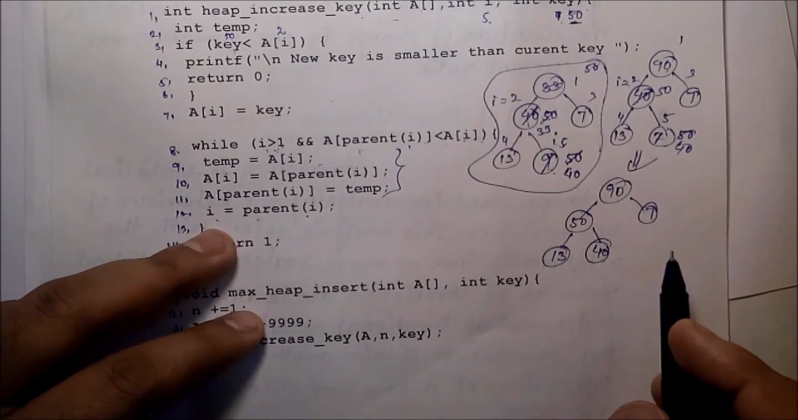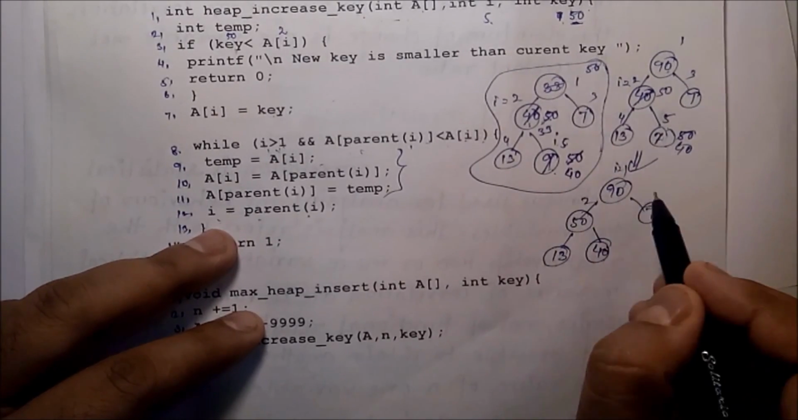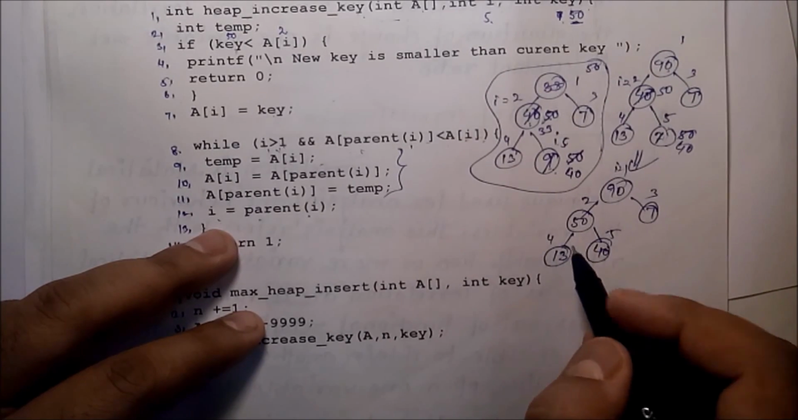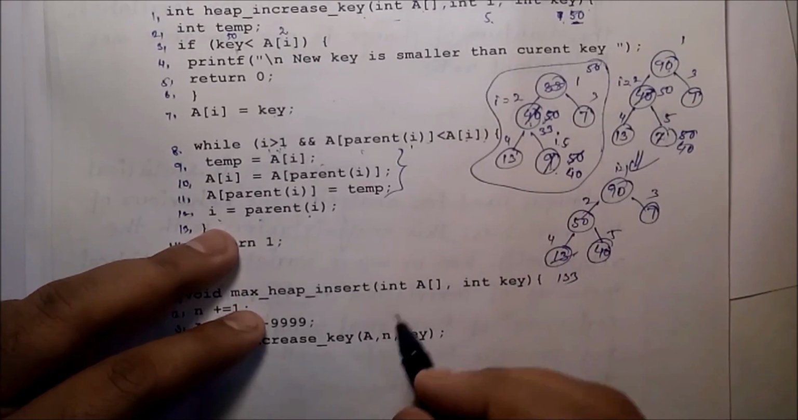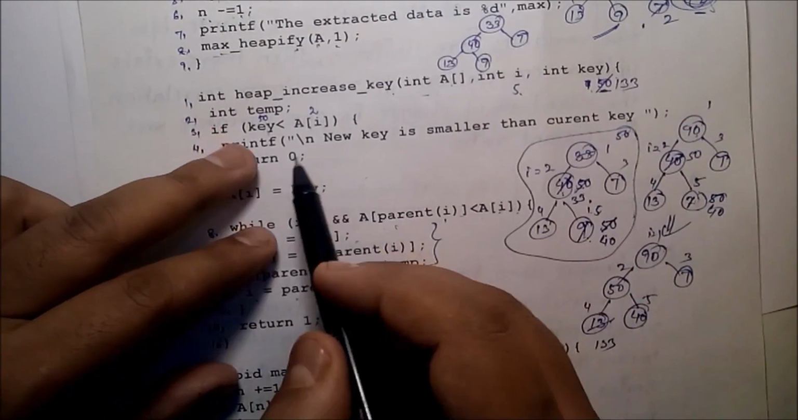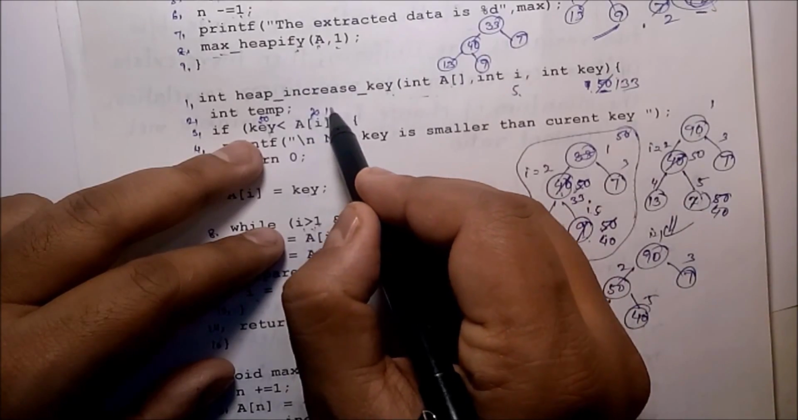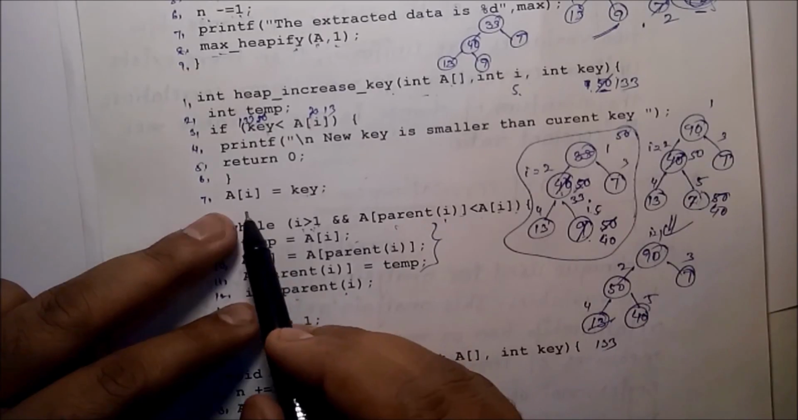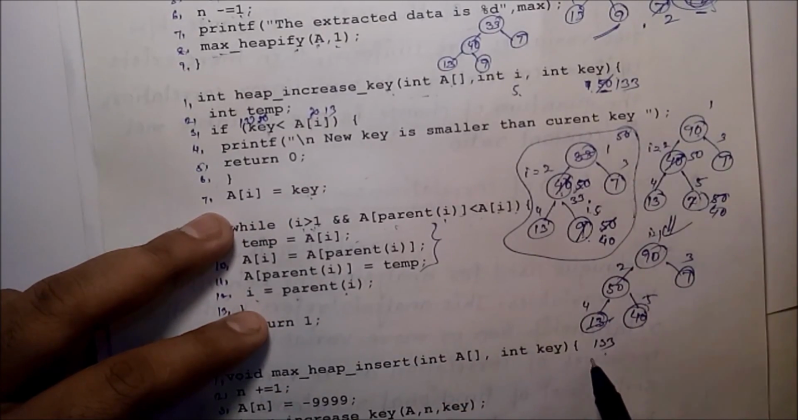Now suppose we want to insert: i is equal to 1, 2, 3, 4. At the fourth index we have to convert this 13 to 133, suppose. Then the key value is 133. Is key less than Ai? Ai is A4, which is 13, and key is 133. The condition is false, which means Ai is equal to key. So convert this 13 to 133.